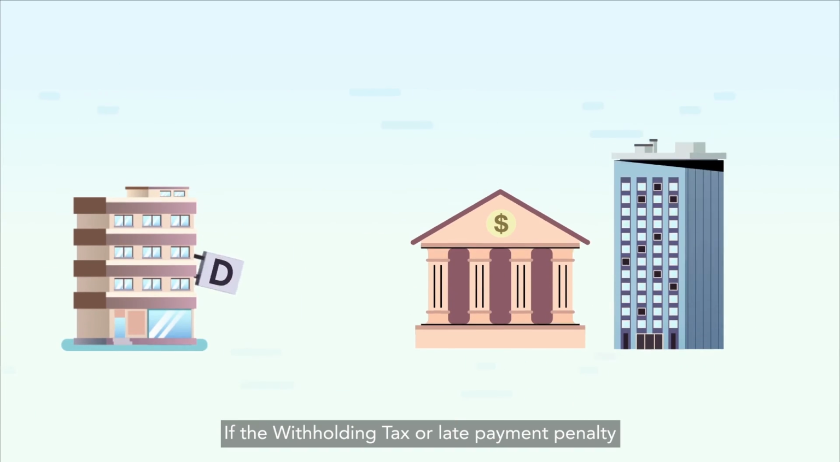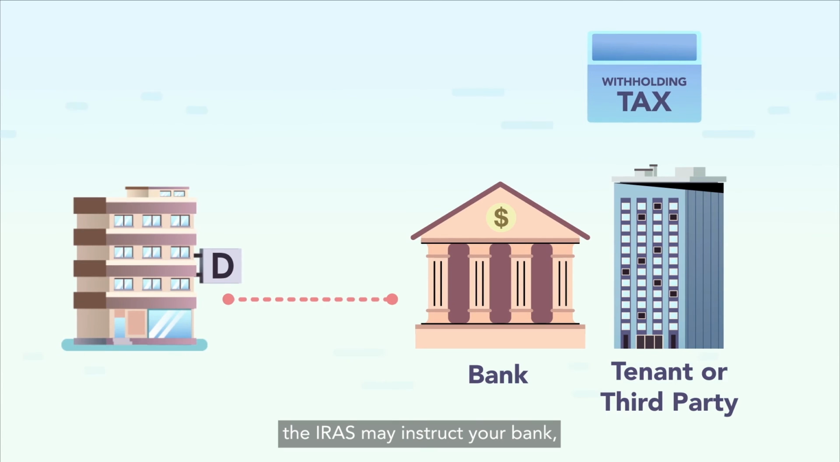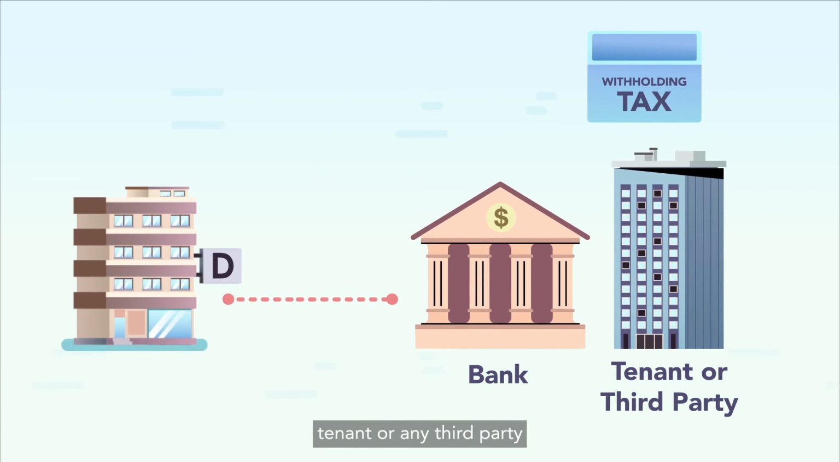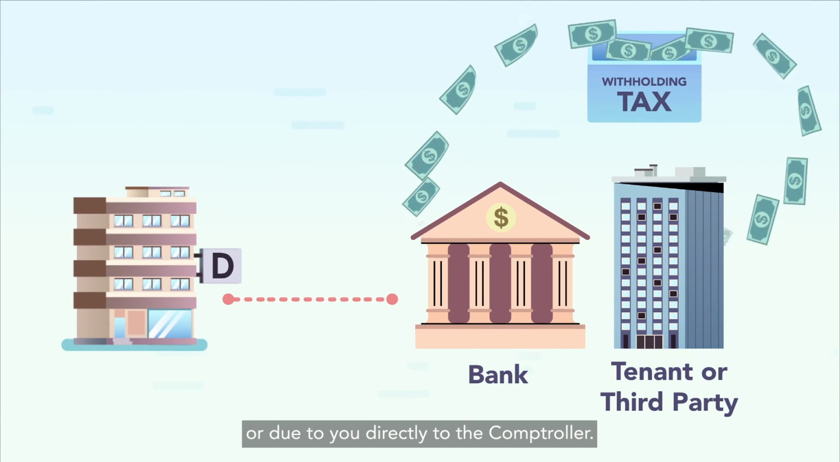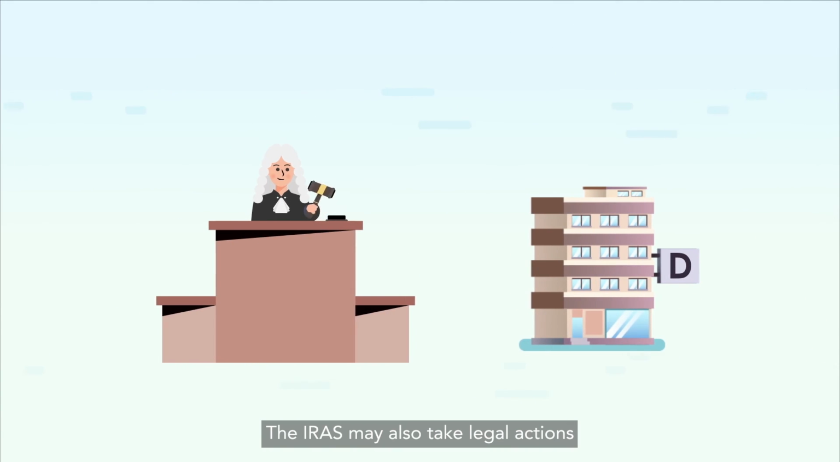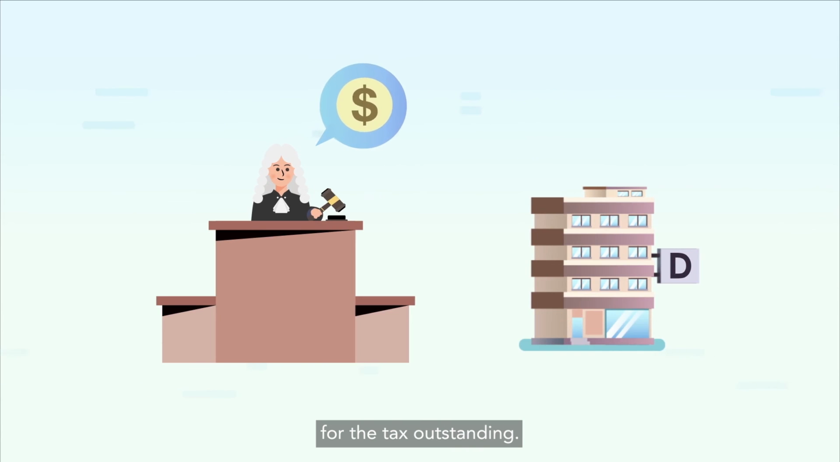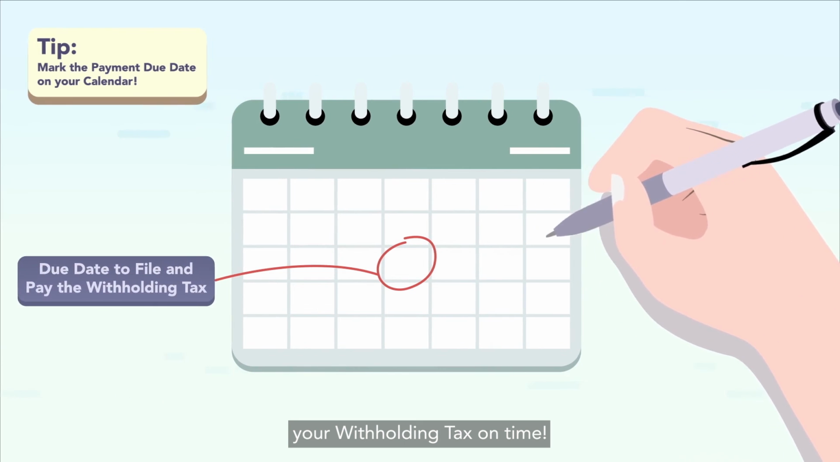If the withholding tax or late payment penalty remains unpaid, the IRAS may instruct your bank, tenant, or any third party to pay the money they hold on your behalf or due to you directly to the comptroller. The IRAS may also take legal actions for the tax outstanding. So remember to file and pay your withholding tax on time.